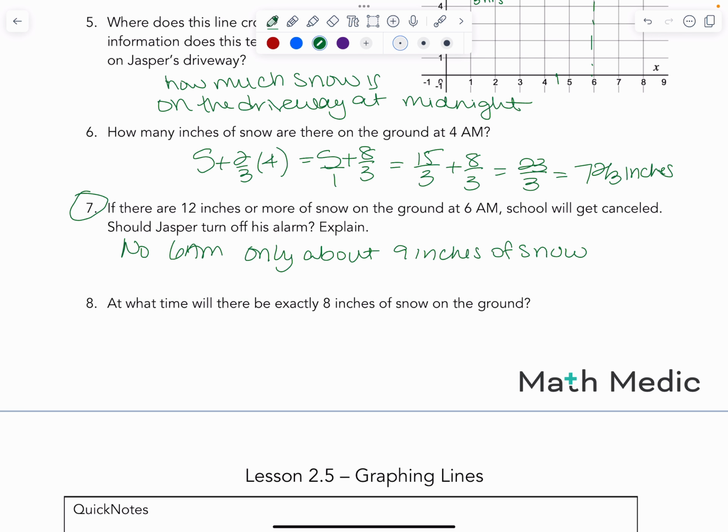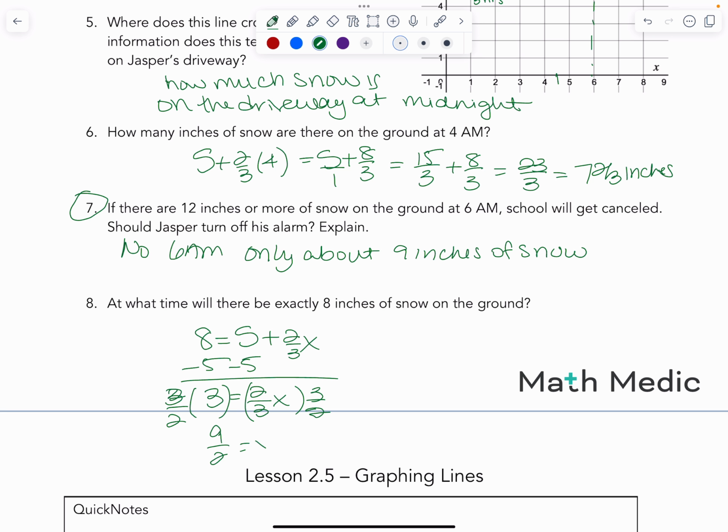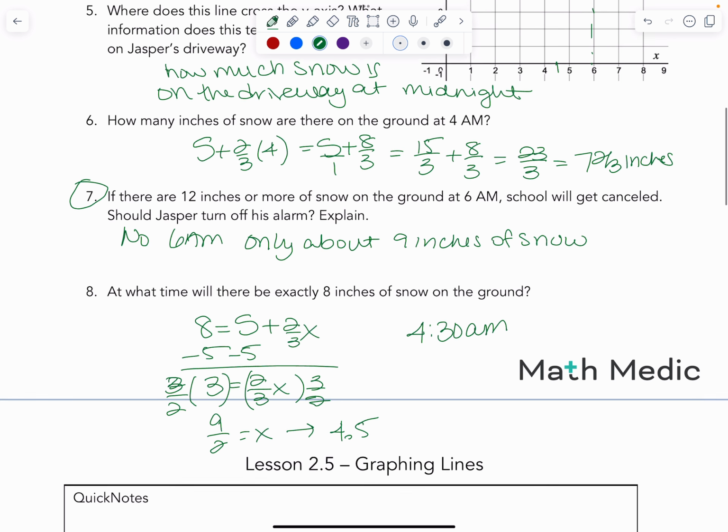Or I could go 8 is equal to 5 plus 2/3 x, and I could solve this equation. So subtract 5 from both sides. I get 3 equals 2 over 3 x, so multiply both sides by 3 over 2. So I get 9/2 is equal to x, which is 4.5. So 4.5 hours, which would put that at 4:30 a.m.